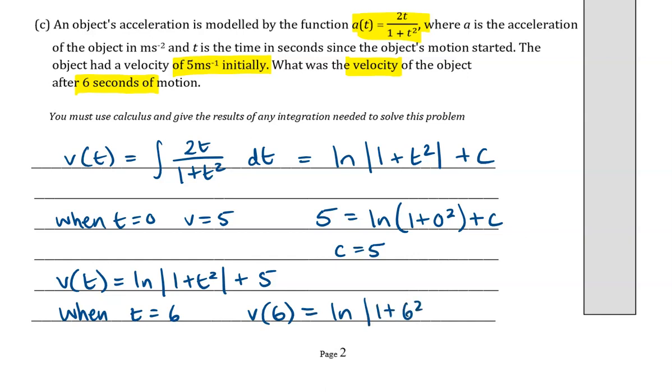So when t equals 6, if we put 6 into our velocity equation, we've got ln of 1 plus 6 squared plus 5. If you pop that into your calculator, you get 8.61, and we need to think about what units that would be measured in. So we had the acceleration was meters per second squared, therefore the velocity will be meters per second.